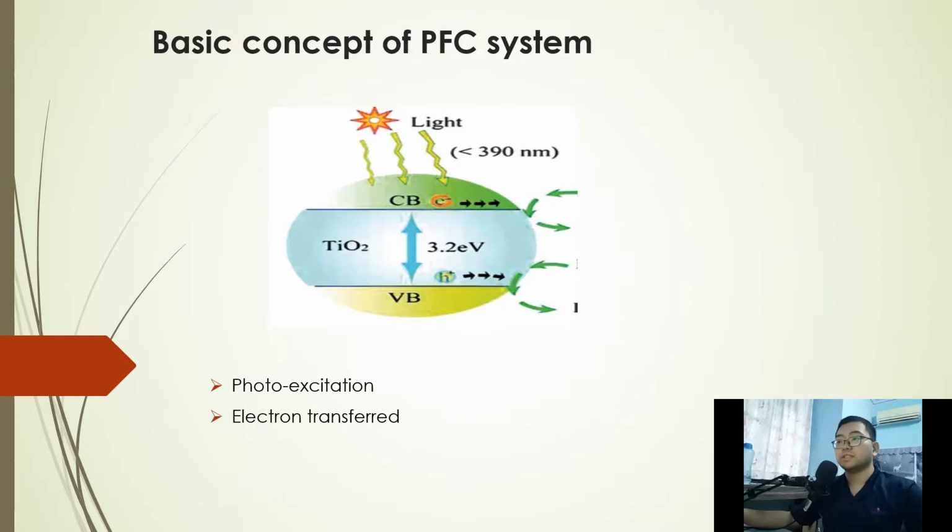Moreover, photocatalysis will lead to the production of hydroxyl radicals, which are one of the strongest oxidizing agents, and they attack almost every organic compound. After several attacks, the organic compounds become extremely unstable and eventually break down into carbon dioxide and water molecules.